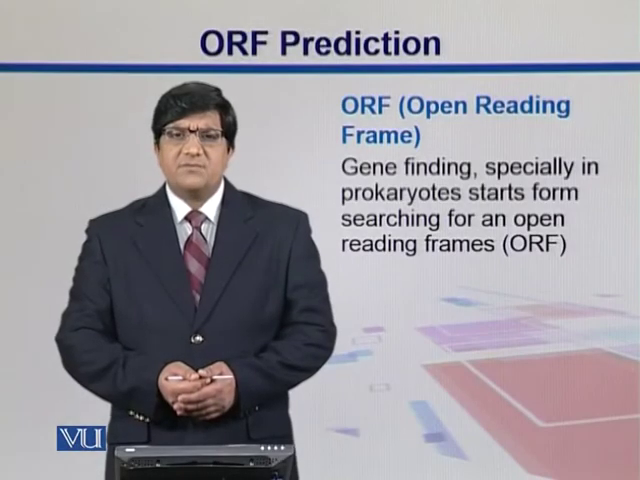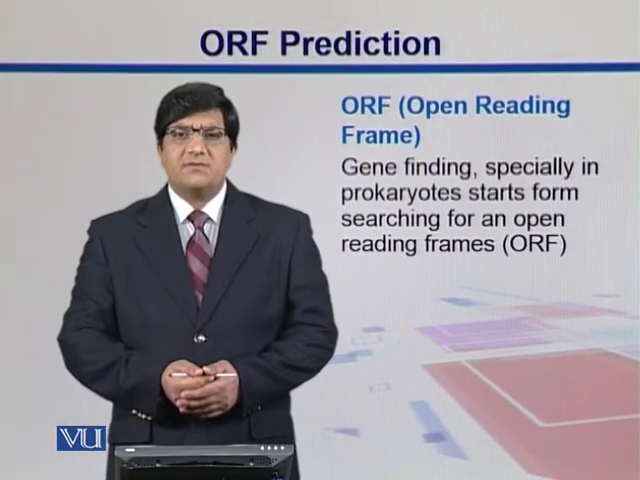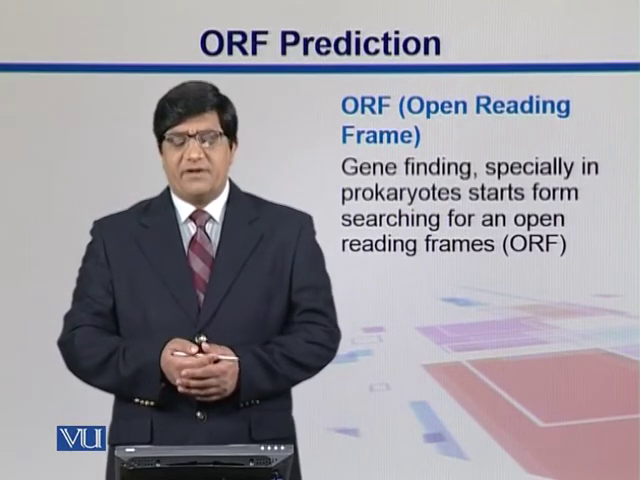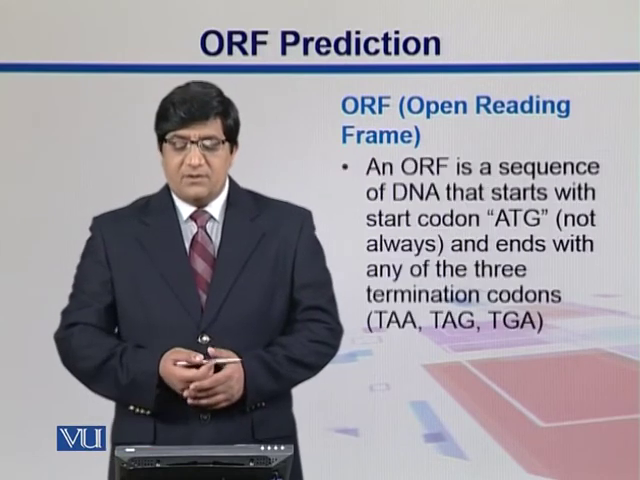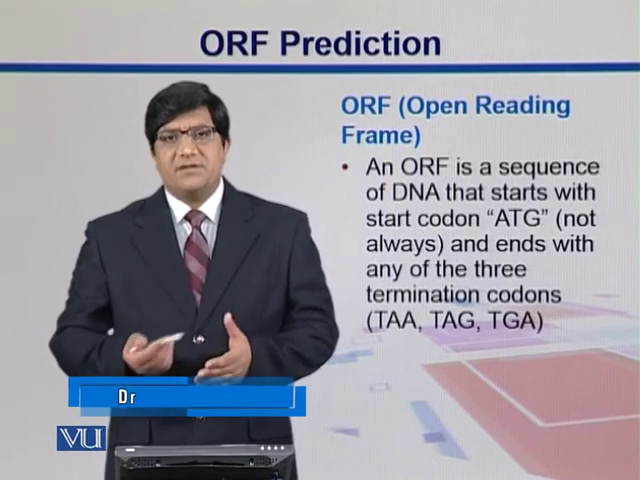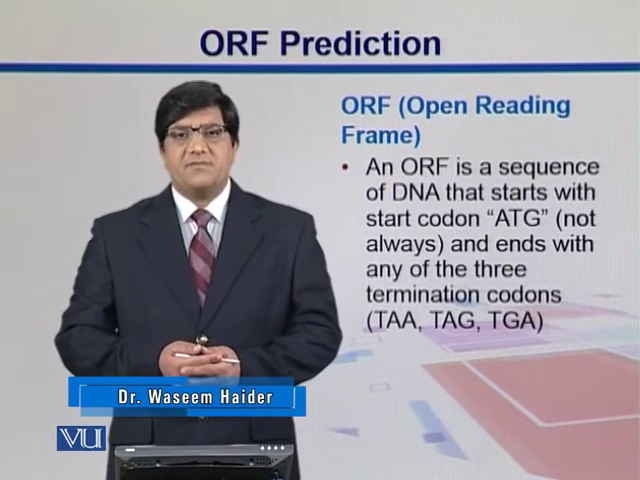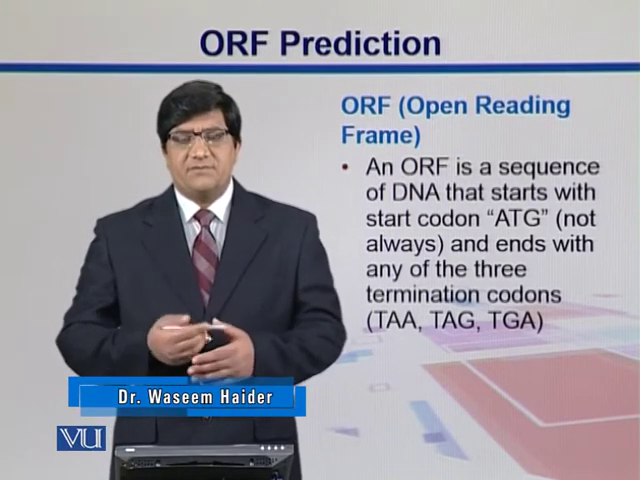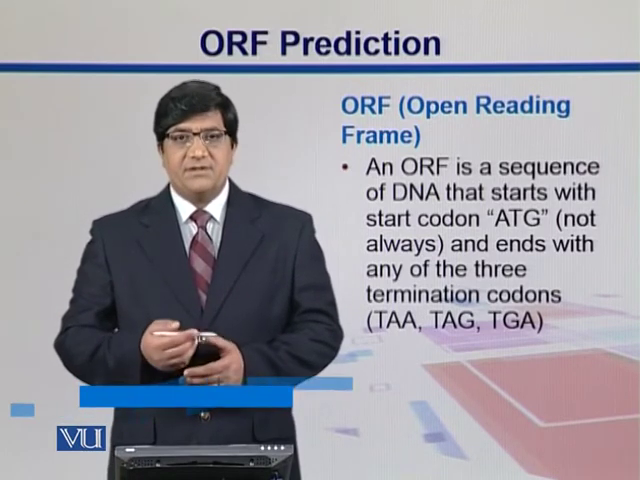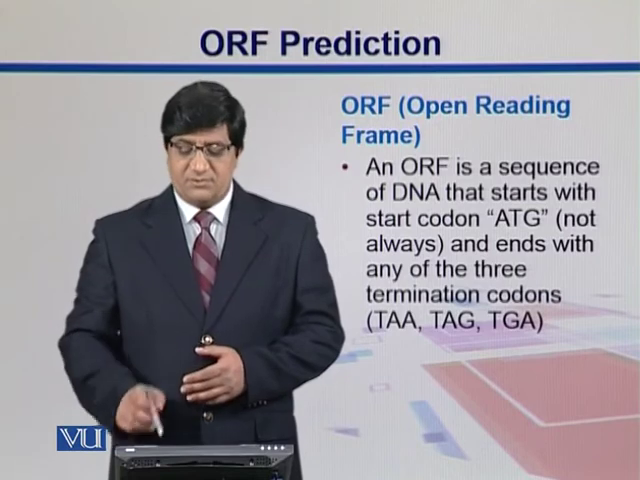Gene finding, especially in prokaryotes, starts with finding ORFs or open reading frames. So let's see how we can define these open reading frames. An ORF, or open reading frame, is a sequence of DNA that starts with ATG and then ends with one of the three stop codons like TAA, TAG, and TGA. We also call them termination codons.